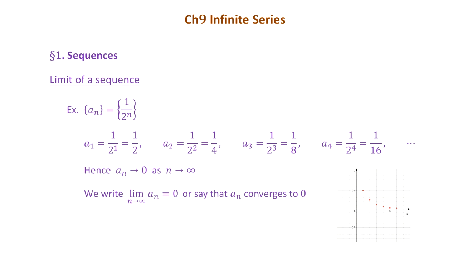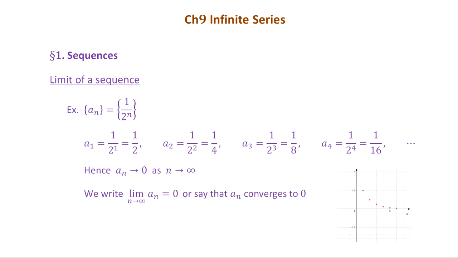And you can see this tendency of the sequence in the graph I just plotted. The red spots denote the terms of the sequence. So a1 is 0.5, okay. a2 is 1/4, that's 0.25, and so on. You can see these numbers get smaller and smaller, and at the end, all the red dots will approach the 0, right?